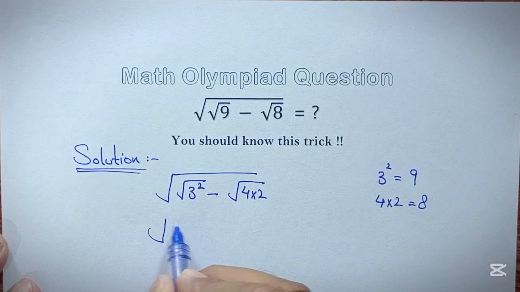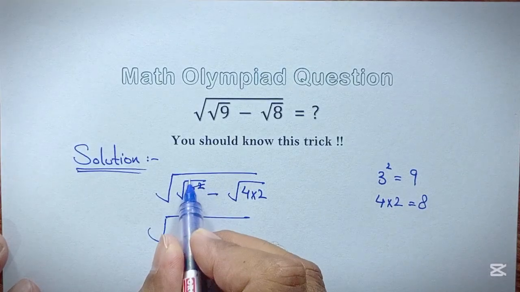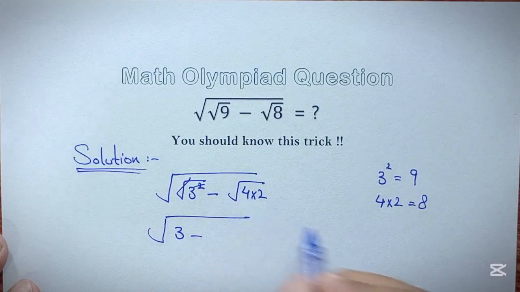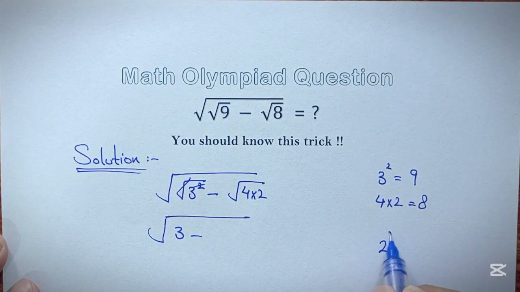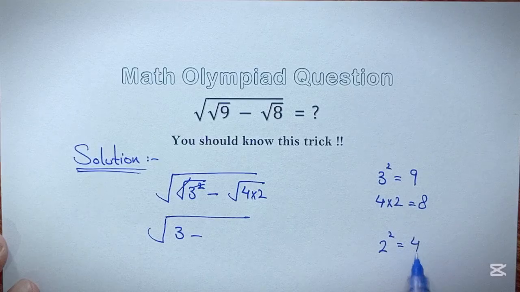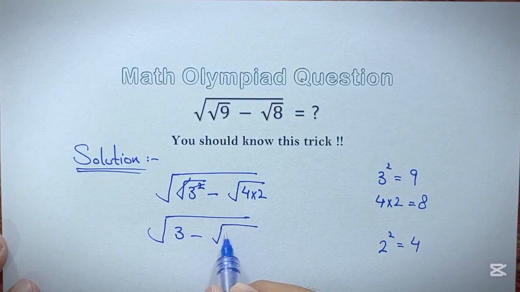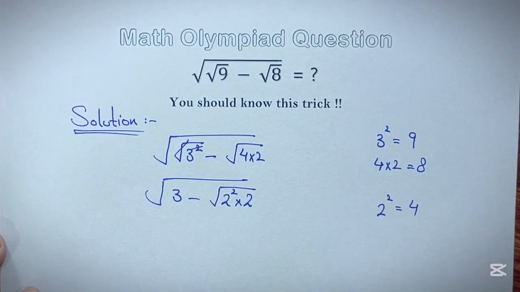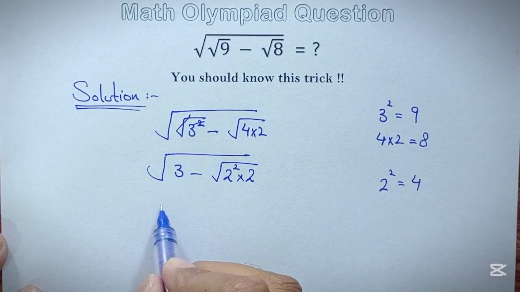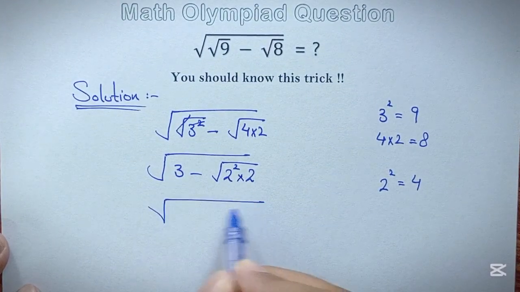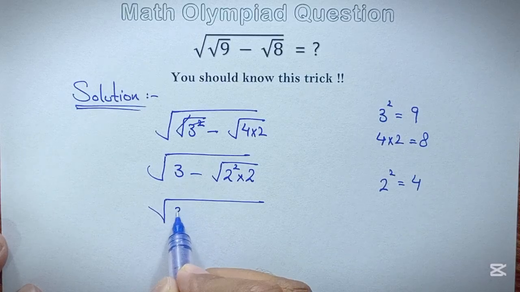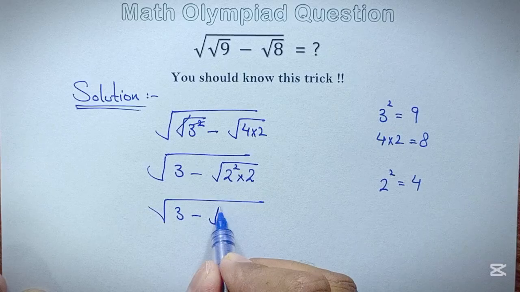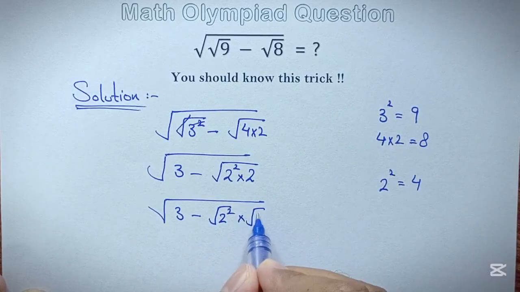Our next step is like this: the square will cut with this square root, and we are left with the whole under root of this 3. Okay, we replace this 4 with its 2 squared, so under root of 2 squared times 2. Friends, as we know, when two numbers are multiplying in the same under root, then we can write them separately. So the whole under root of 3 minus under root of 2 squared times under root of 2.